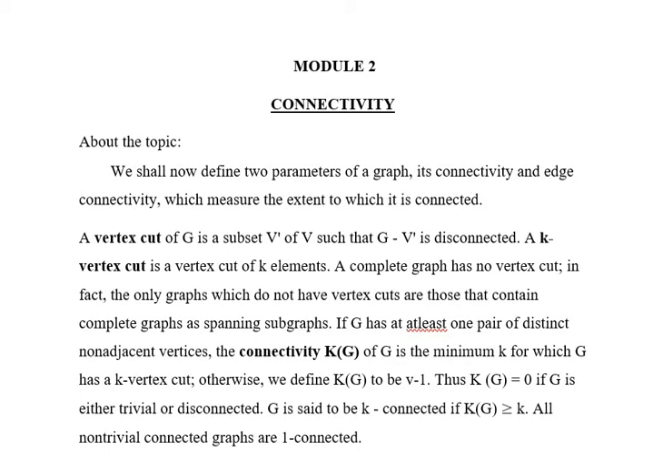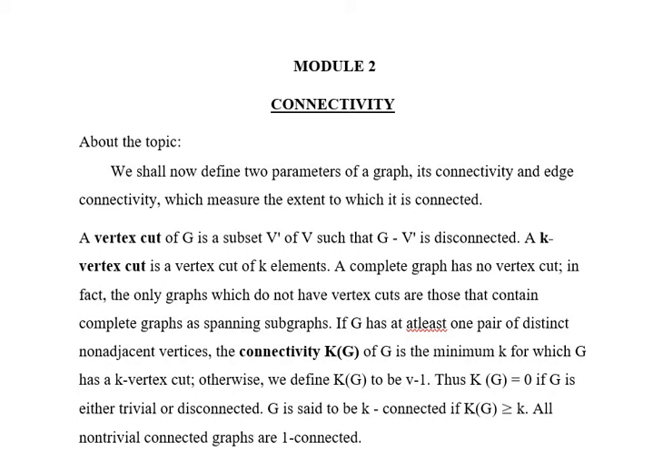In this module we define two parameters of a graph, its connectivity and edge connectivity, which measure the extent to which it is connected. A vertex cut of a graph G is a subset V' of V such that G minus V' is disconnected. A K vertex cut is a vertex cut of K elements. A complete graph has no vertex cut. In fact, the only graphs which do not have vertex cuts are those that contain complete graphs as spanning subgraphs.